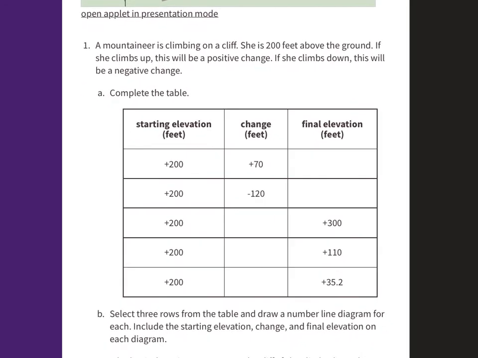A mountaineer is climbing on a cliff. She is 200 feet above the ground. If she climbs up, this will be a positive change. If she climbs down, this will be a negative change. Complete the table. So she starts at 200. She adds 70. So 200 plus 70 is 270. Okay, she starts at 200 and she goes down 120. So 200 minus 120 is 80.